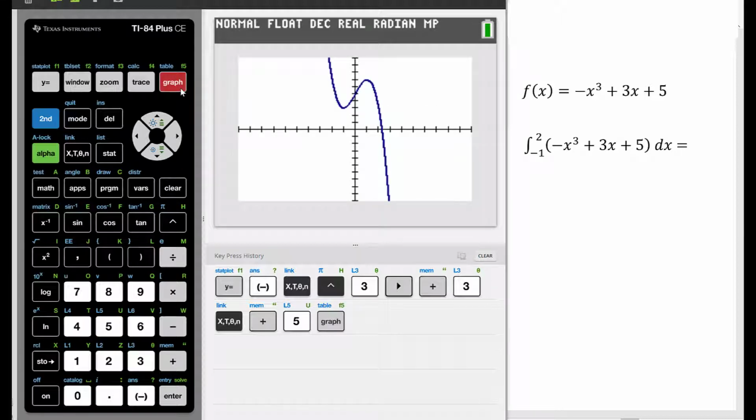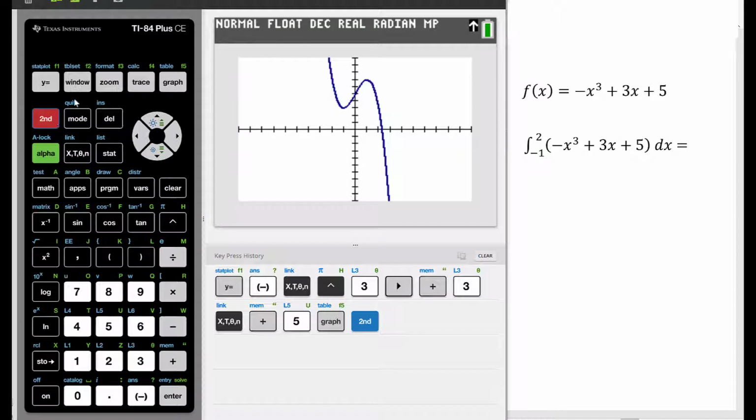So if we press graph, we're going to see the graph of the function. So here we see a cubic function that looks like it has its y-intercept at (0, 5), and the coordinate plane extends from -10 to 10 on the x-axis and -10 to 10 on the y-axis.